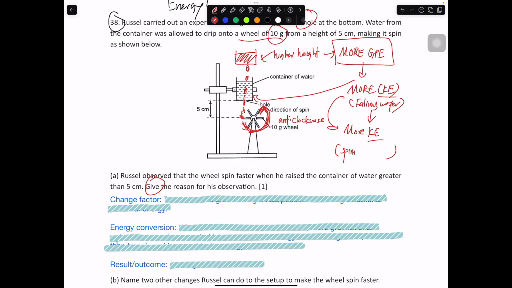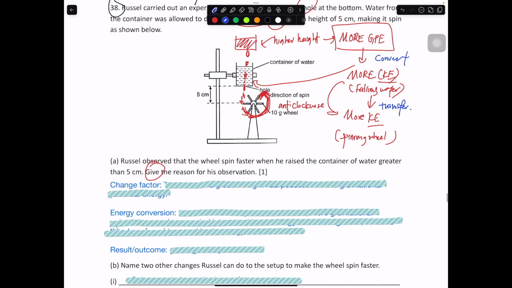Okay, this one you can rephrase or recategorize the object again. This is the spinning wheel. Okay, so convert. Okay, transfer. Okay, so how do you write this part? So there's actually 3 things you can think about. Okay, change factor, energy conversion, result outcome. Result outcome is really this part. They already tell it to you, spin faster. So if you want to add it in just to make your argument more convincing, go ahead.